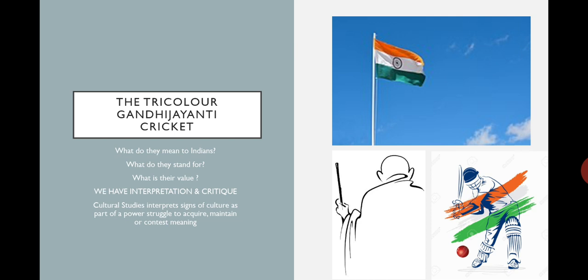Let us take these three emblems: the tricolor, Gandhi Jayanti, cricket. What does the tricolor, Gandhi Jayanti, cricket mean to Indians? What do they stand for? What is their value to Indians as a whole, to particular communities in India, especially in an age of globalization where we receive cultural artifacts from all over the world? What do these things mean?